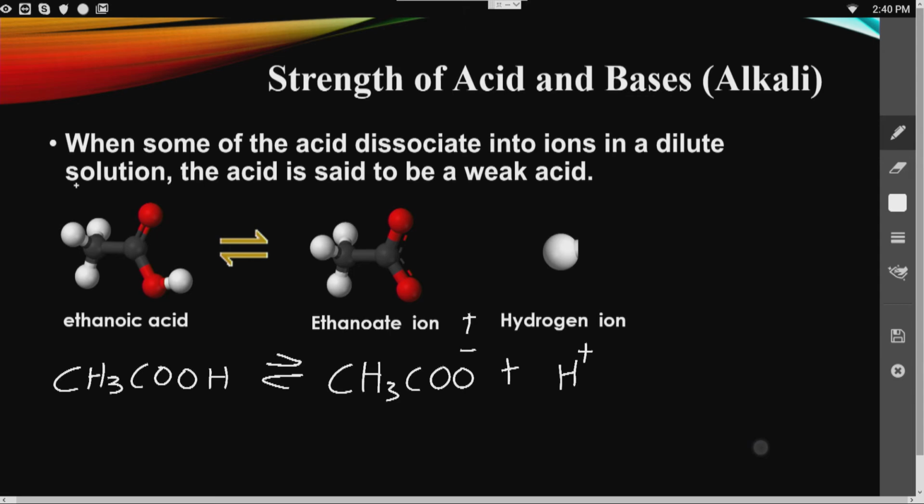And this would tell us that we have a weak acid, not a strong acid. Previously, we had sulfuric acid completely dissociating to give us SO4 2- and H+.